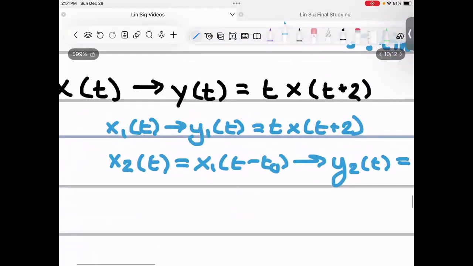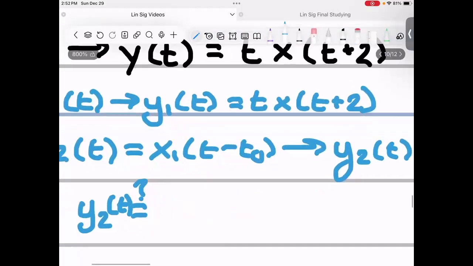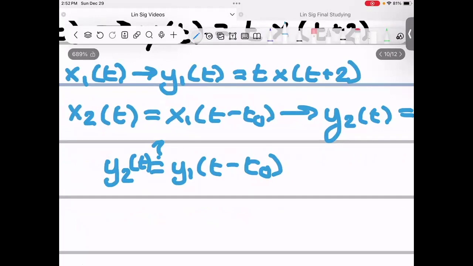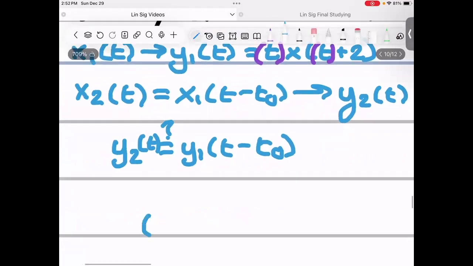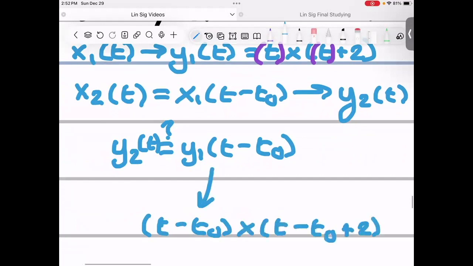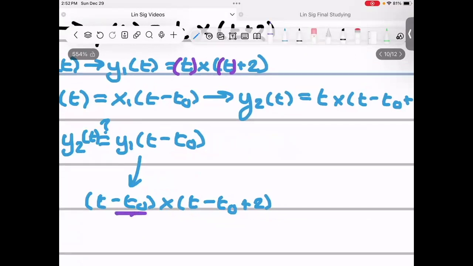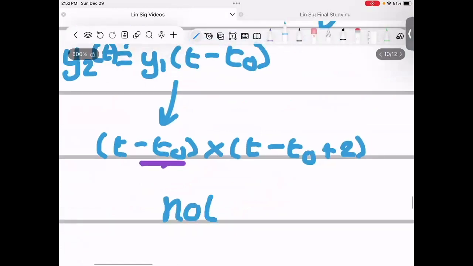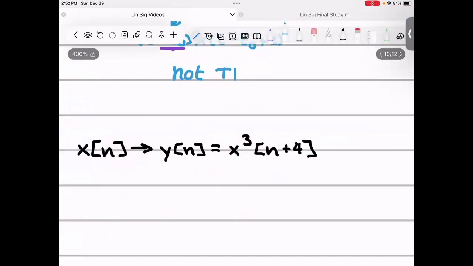But then we're going to check to see if y2 of t equals y1 of t minus t naught. Okay, y1 of t minus t naught. Whenever we see a t, we're putting parentheses around it and replacing it with t minus t naught. So we're going to have a t minus t naught, x of t minus t naught plus 2. And we see here that because of the minus t naught that is only present in the y1 of t minus t naught, it is not time invariant. All right, let's do another problem.